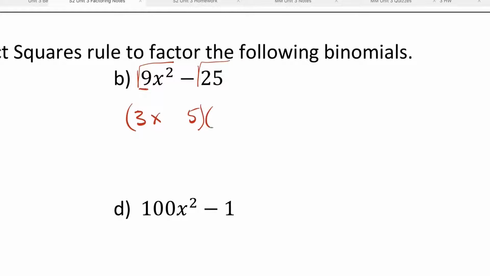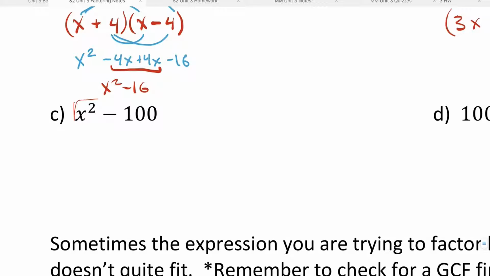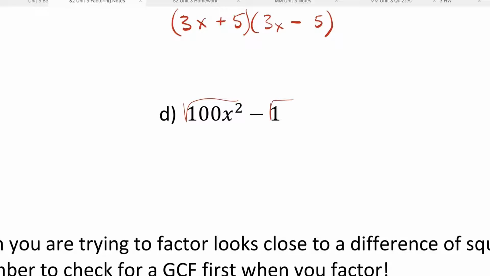Okay, again, we're going to have the same thing in both parentheses. The only difference is we're going to have a positive and a negative, so that the middle term would cancel out. All right, C, same thing. Square root, we get x plus 10 and x minus 10. D, square root, got 10x plus 1, and 10x minus 1.